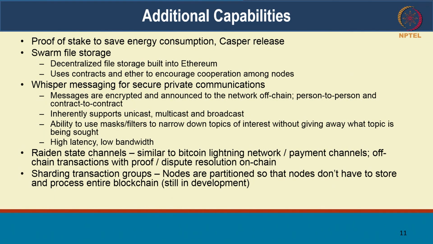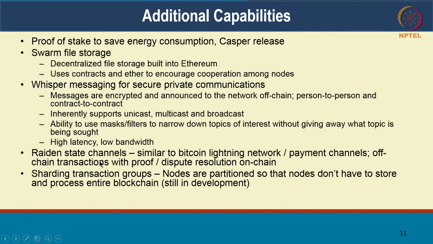So that's being integrated into Ethereum. The next one is Whisper messaging. This allows secure private communications amongst maybe a subset of entities, right? It inherently supports unicast, multicast, and broadcast. What it does is encrypt messages. It's simple in concept, right? It's just encrypting messages, and it's announced to the network off chain. It allows contract-to-contract communication apart from just person-to-person communication.